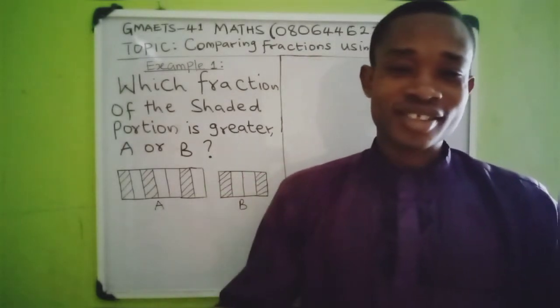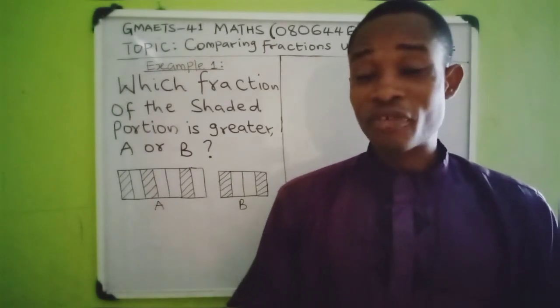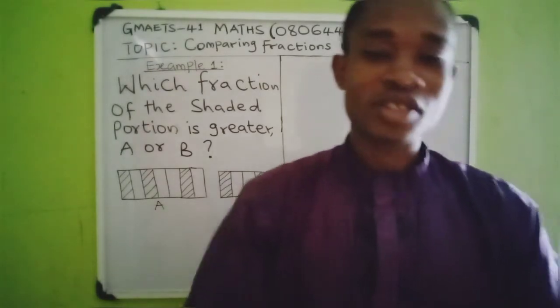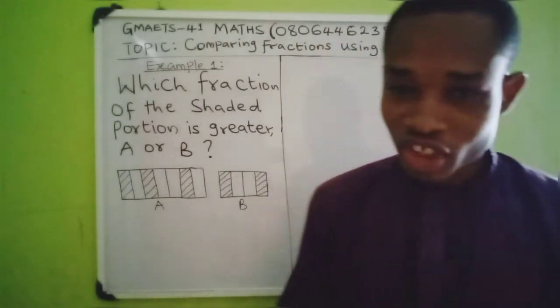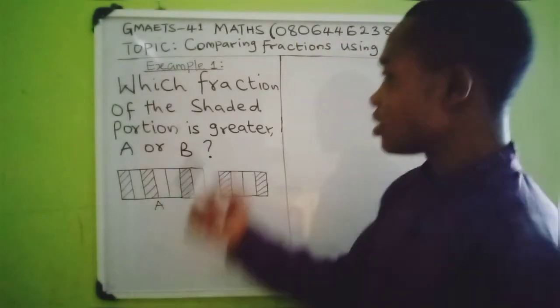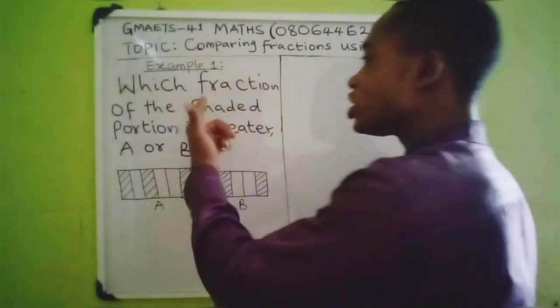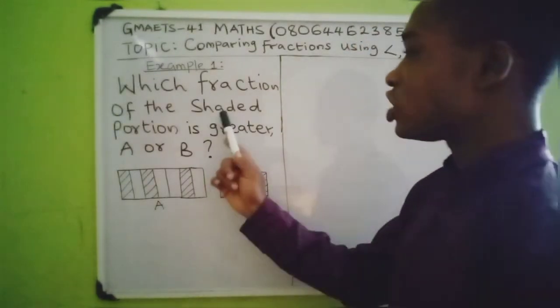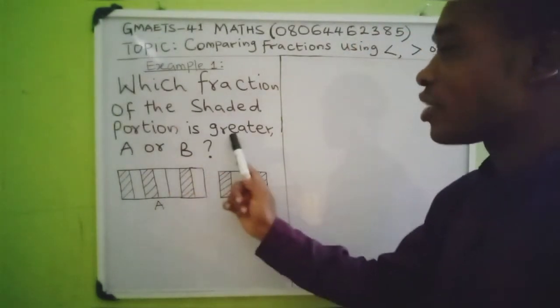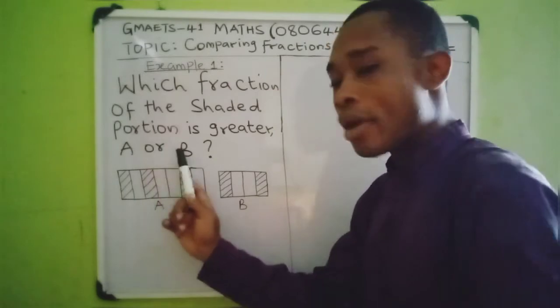You can set a target. How? Possibly before you go to bed, you practice your multiplication table from 2 times to 12 times. Now let us look at this question on the board. Which fraction of the shaded portion is greater, A or B?